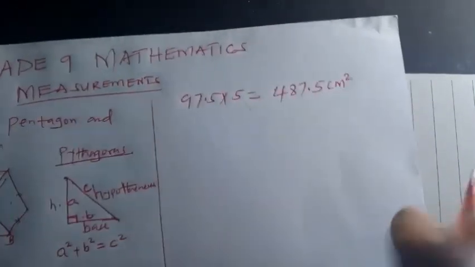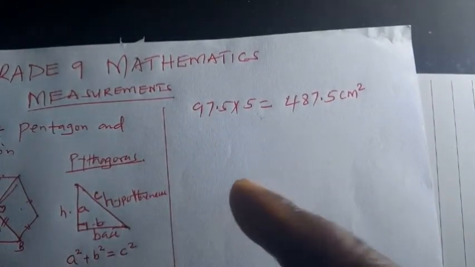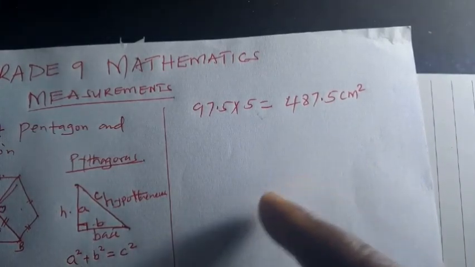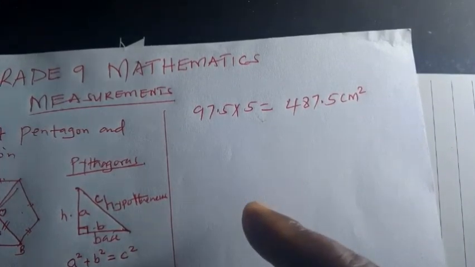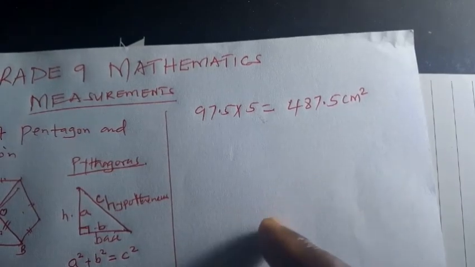So if it is a hexagon, you calculate the area of one triangle, then multiply times 6. If it is heptagon, octagon, nonagon, the same. If the sides are 10, like the decagon, you multiply times 10 sides.